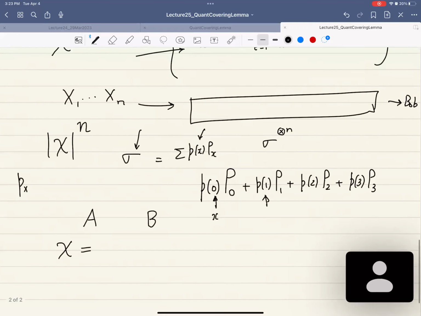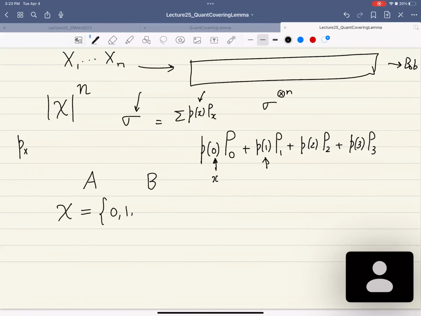But as we are summing over all values, we essentially get the same sigma every time. No, hold on. So suppose I take this. What is the quantum state that Bob will receive? Bob will receive this, correct? The sum over x equal to 0 to 3 of p(x) rho_x. You agree? Yeah.